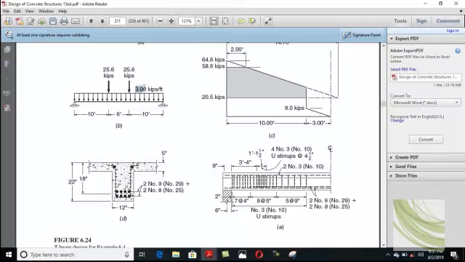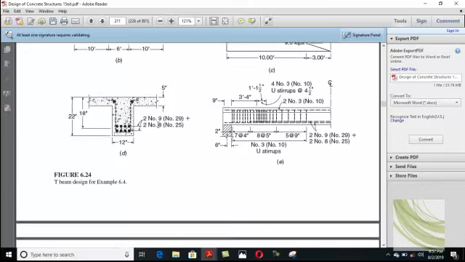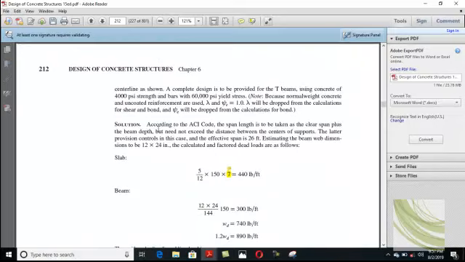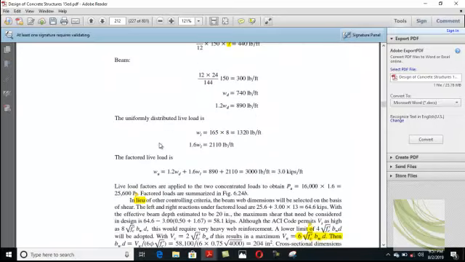Clear? This 3 kips per foot is your factored ultimate load, and 25.6 and 25.6 are the equipment factored loads, factored live load. Clear? And these point loads are placed from the center of support at a distance of 6 feet and 10 feet. Clear? Now we need to draw the moment diagram as well as the shear force diagram.